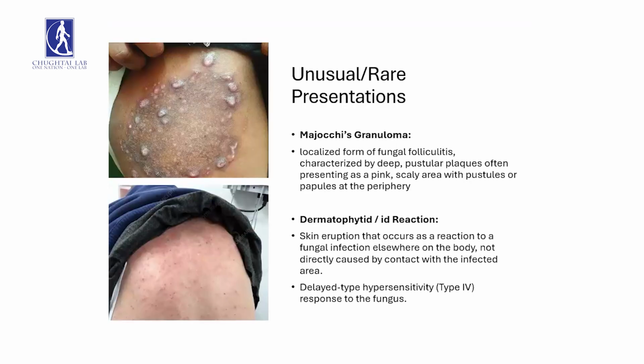So these conditions I have described are the common presentations. There are also some unusual and rare presentations. First is Majocchi granuloma. It is a localized form of fungal folliculitis that is characterized by deep pustular plaques with a pink scaly area with pustules or papules at the periphery. So at the top pictures, you can see a form of folliculitis with scaly areas and pustules, and it often presents like a bacterial folliculitis, and the diagnosis can be missed or delayed.